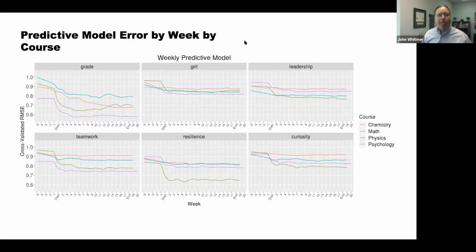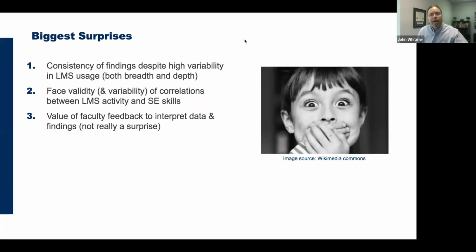All right, I've got a couple more minutes to do my next presentation, so I'm going to zoom through here. A couple big surprises for us: the consistency of findings despite the high variability in LMS usage across the classes. This face validity and the variability of the correlations was surprising to us, and this value of faculty feedback to interpret the data and findings, which I mentioned. It's not really a surprise, but it was a very strong takeaway.